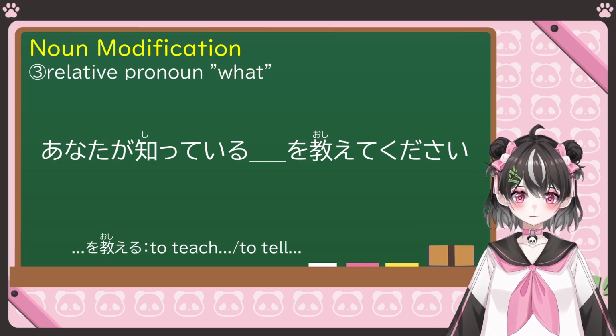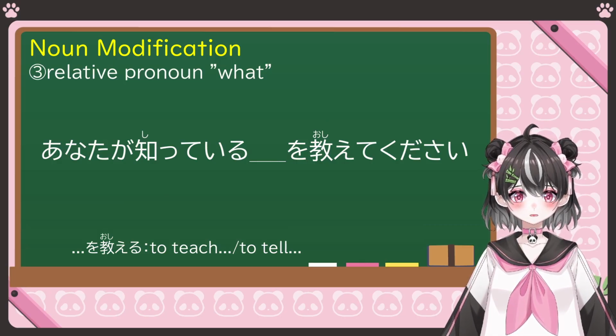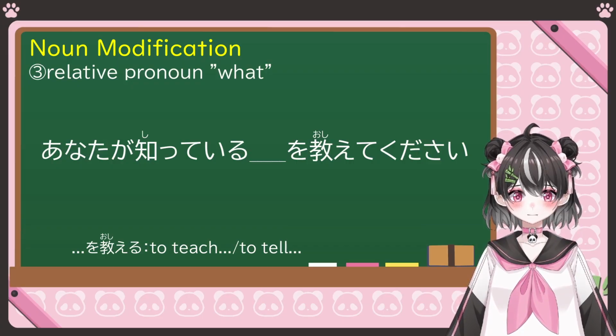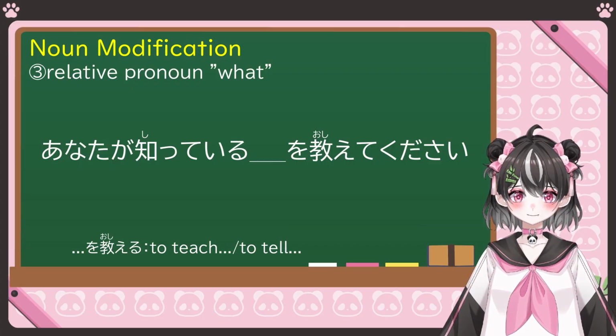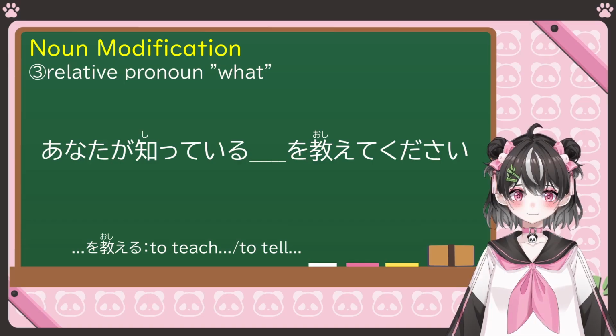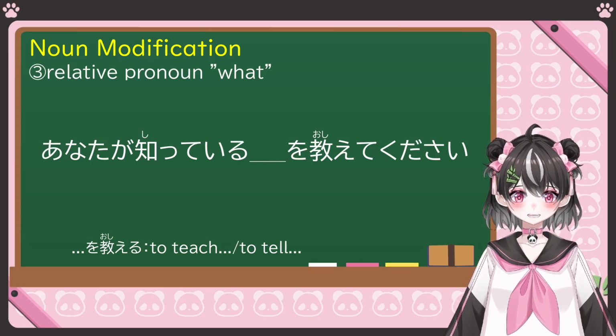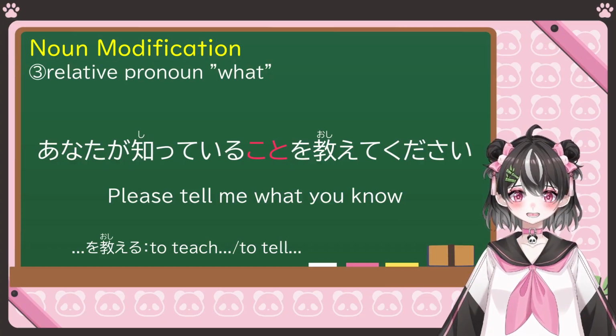Alright, quiz time. Which one fits in the blank? Mono or こと？あなたが知っているを教えてください。The answer is こと。Did you get it?